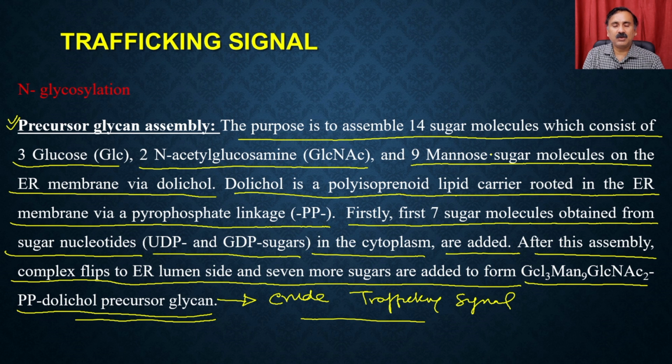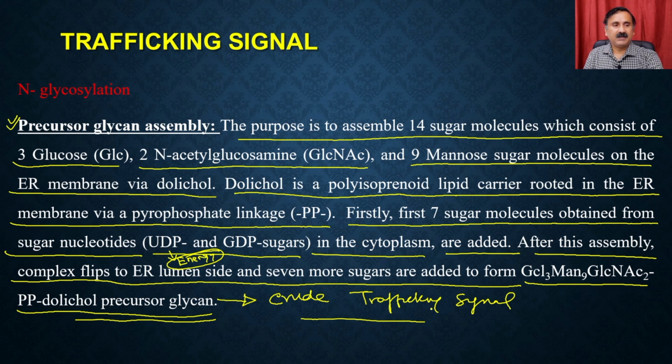And how is it actually going to be done? All these sugar molecules are going to be carried in the form of UDP or GDP sugar conjugates, which means the UDP and GDP are going to provide the energy into the system, and that's why they work as carriers. And after they are assembled, they will be present in the ER lumen, and they form a crude trafficking signal.